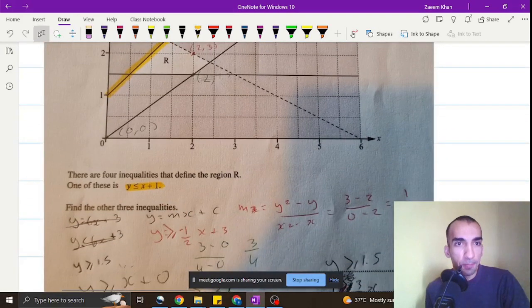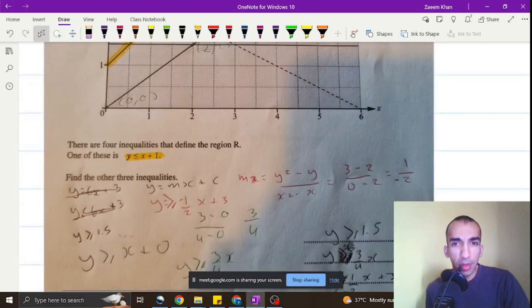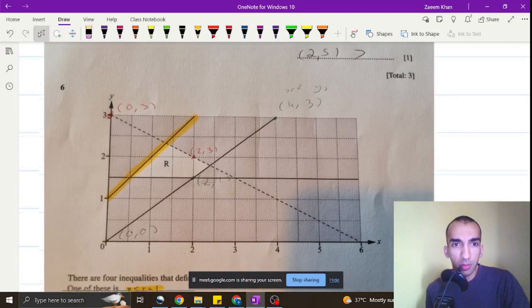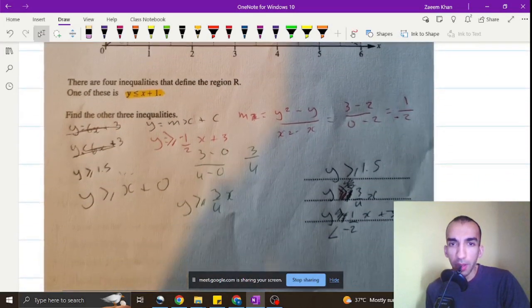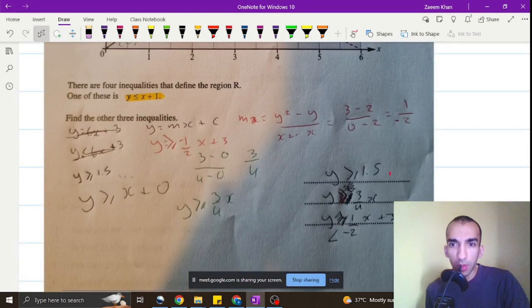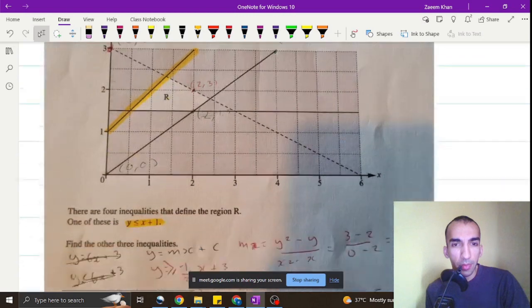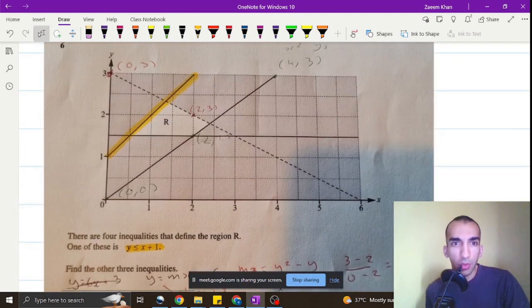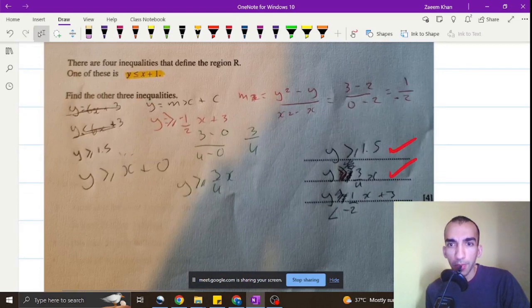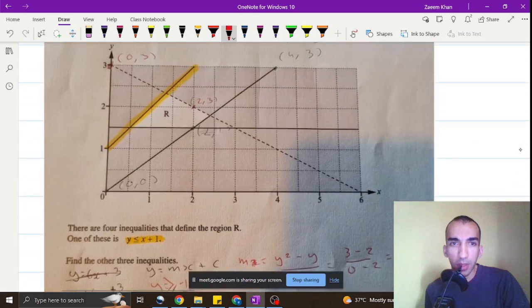Question number 6. We were already done with this, right? Did I take a picture of that? y is greater than or equal to 1.5. That one was really messy because I kind of messed up. y is greater than or equal to 3 by 4 of x. Yep, that's correct. What's the symbol over here? I think it's greater than or equal to, right? Because I can see it over here. That will give you a mark, seen or implied. And y is less than or equal to negative half x plus 3.